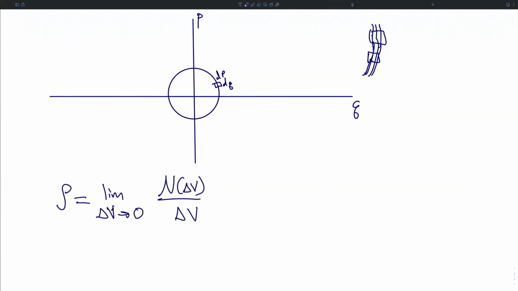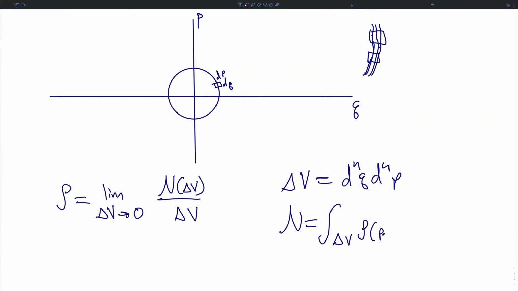rho is equal to the limit as delta v goes to 0 of n of delta v divided by delta v, where delta v is that phase space volume, and n is the expected number of system particles within delta v. And another way of saying that is n is equal to the integral over the phase space volume of the density function rho in the phase space volume, d^n q d^n p. And these d^n q d^n p should be understood as dq1, dp1, dq2, dp2, all the way to dqn, dpn.